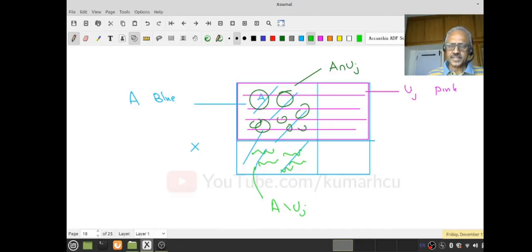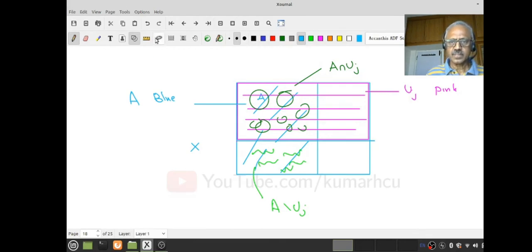So look at the picture. This is the full X and my A is the complete blue object. And what is my U_j? This is the pink object. Therefore, A intersection U_j is this, namely the green objects. And A minus U_j is this. Therefore, A is the union of A intersection U_j and A minus U_j. You should be able to write a textbook proof for that.